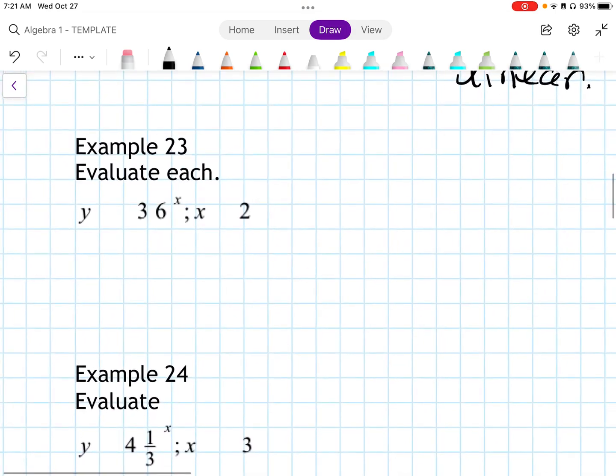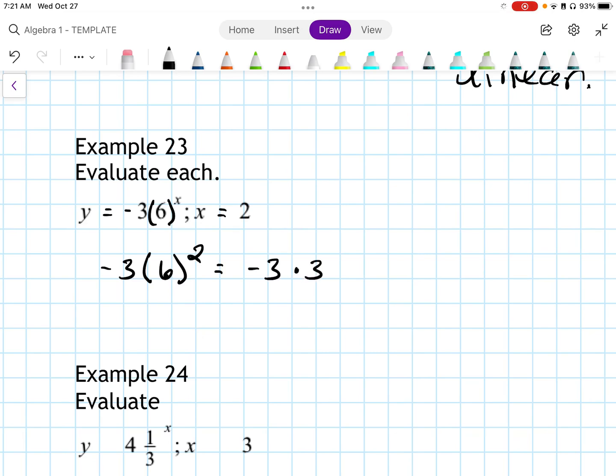Example 23, evaluate, and this is supposed to say y equals -3 times 6 to the x for x equals 2. So what they're saying is just plug in 2. So if we were to plug in 2, we'd have -3 times 6 squared, which would be -3 times 36, which would be -108.